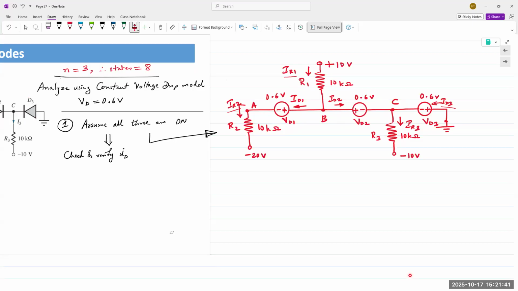Now let's apply our analysis techniques and calculate the diode currents, ID1, ID2, and ID3. Okay, so ID1, ID2, and ID3. Now, the directions for those currents will come from the top. Because this is plus 10 volts and because I have minus 20 and minus 10 here, I'm going to assume that the currents are flowing in these directions, plus to minus. All right.